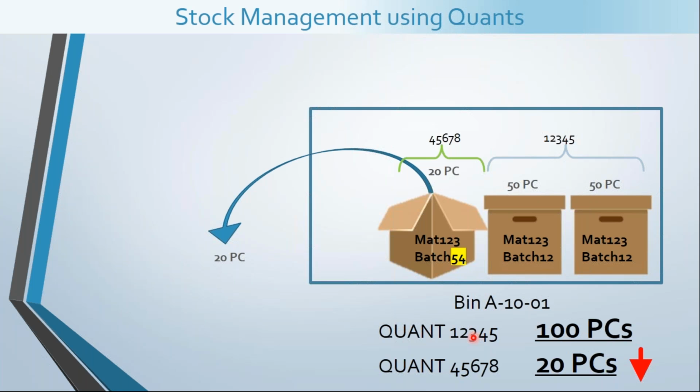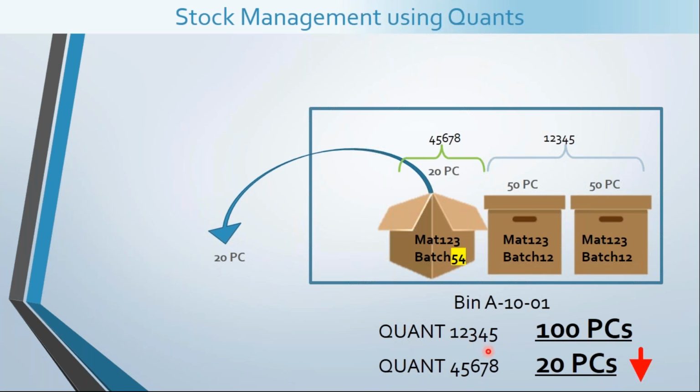So what it does, the quant 1, 2, 3, 4 still remains unaffected. So we still have 100 pieces, but the quantity belonging to quant 4, 5, 6, 7, 8 now drops to 20 pieces. So the quantity belonging to a particular quant can go up and down. Okay, but the quant number remains the same.